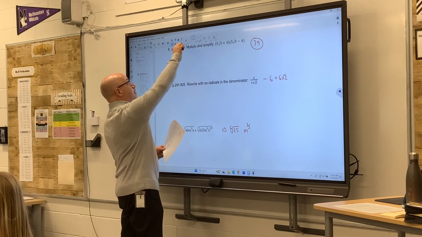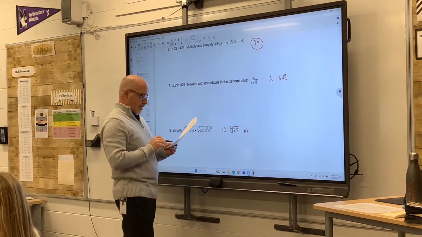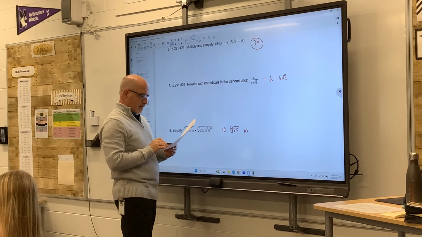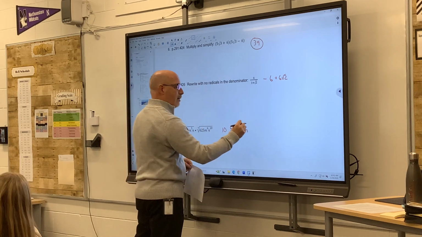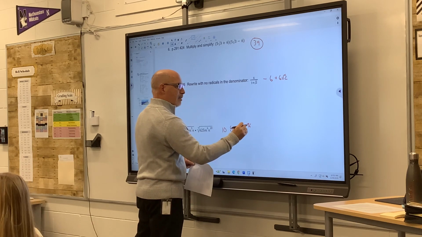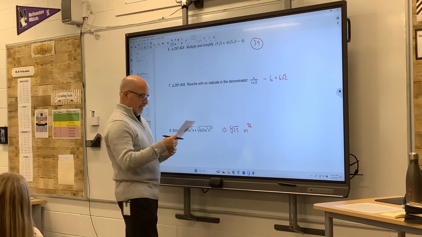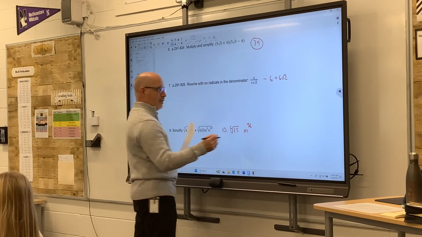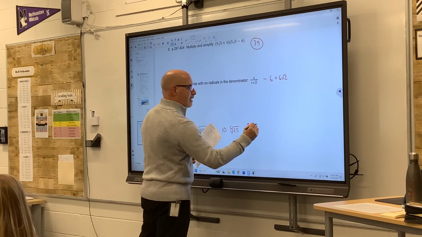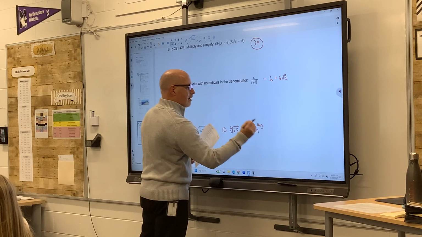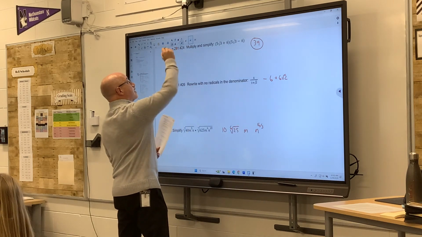Not 2/3, my mistake, because there's one that comes out. So this is going to be m to the 19/6 power, I believe. And then n to the 32/6, which would be 16/3 power. So I believe this is the answer, 19/6.